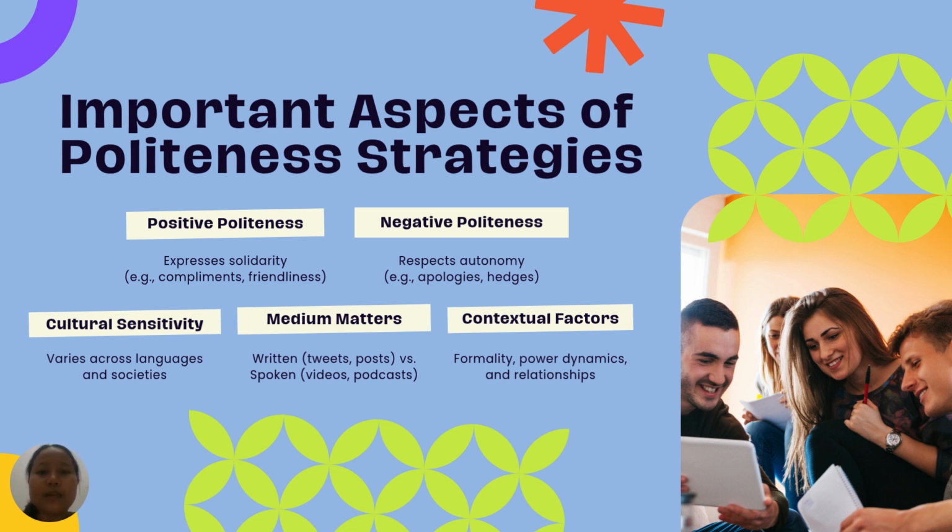Politeness is highly dependent on culture. What seems polite in one country may not be in another. That means cultural sensitivity varies across languages and society. And then the medium also plays a role here. In written form like tweets or TikTok captions, people often have more time to think about their words. In spoken conversations, especially in casual speech, politeness may appear as quick apologies or tone adjustments. And finally, the context, including power relationships, level of formality, and familiarity, also shapes the strategy we choose.